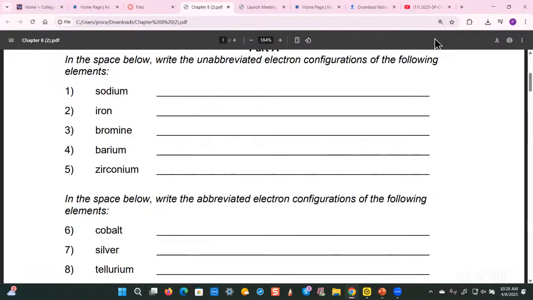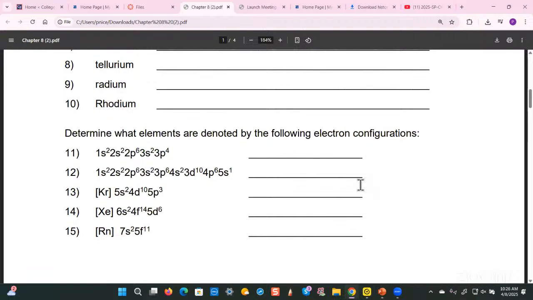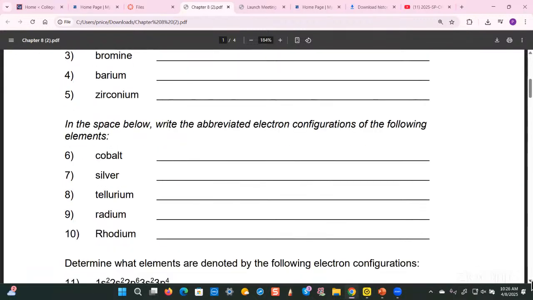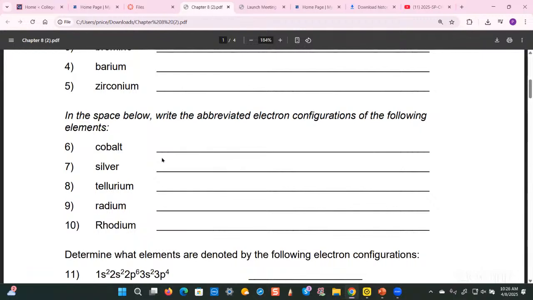You look at radium, it's number 88. Never mind. Rhodium or radium? Now I figured it out. Oh, okay, you're good. Okay, 86 for Rn goes all the way up to 6p.